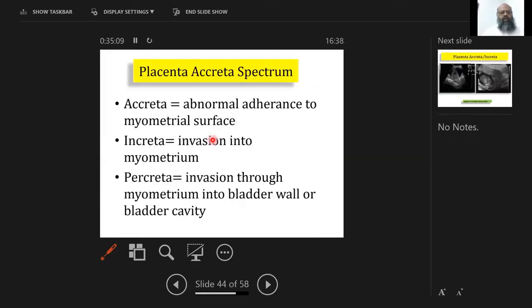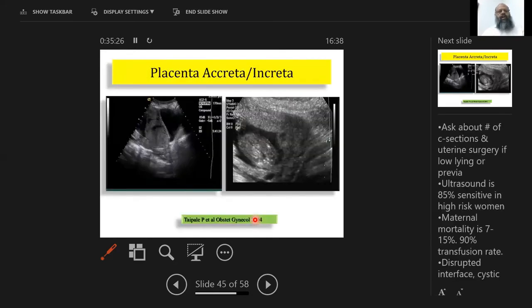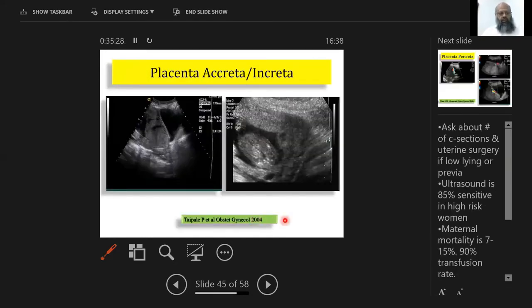And then comes the placenta accreta spectrum. Accreta is abnormal adherence to the myometrial surface. In increta, invasion into the myometrium. In percreta, invasion through the myometrium into the bladder wall or bladder cavity. And then here you can see some of the areas where you can find some changes, heterogeneous areas are there.